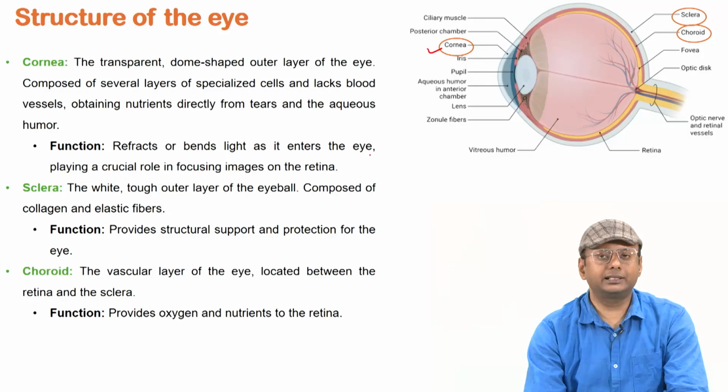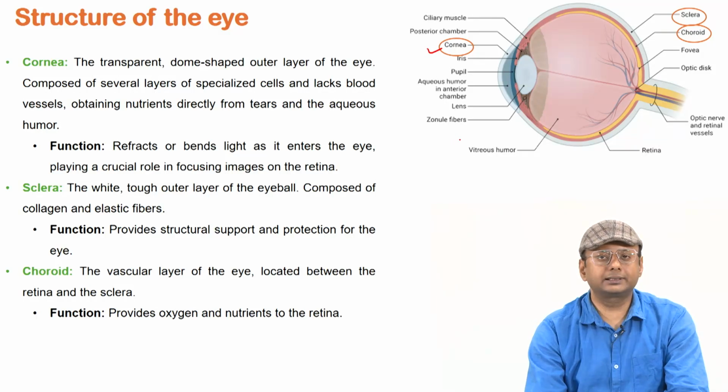And what is the cornea's function? It refracts or bends light. You can see that from the cornea the light gets refracted or bent when it enters the eye. In this way it plays a very crucial role in focusing images on the retina. So from the cornea the light gets bent and eventually in the retina it focuses those images.